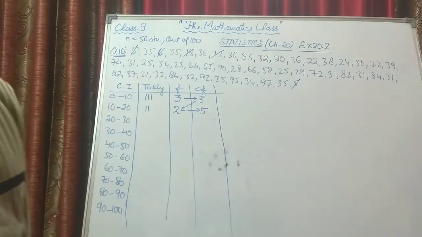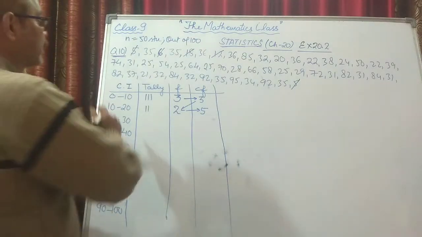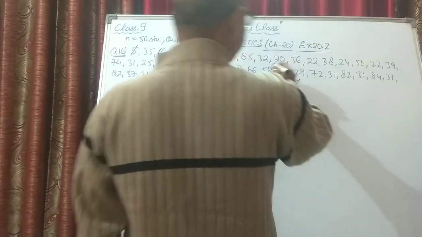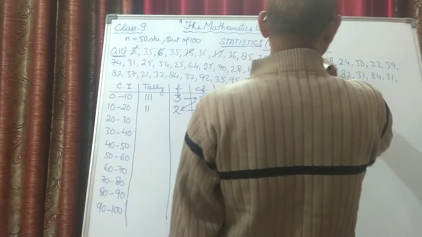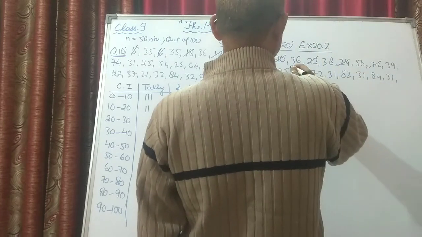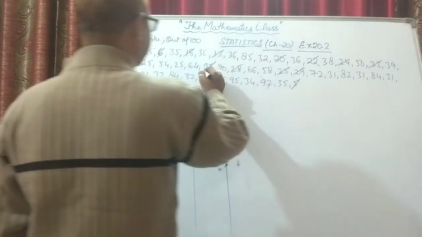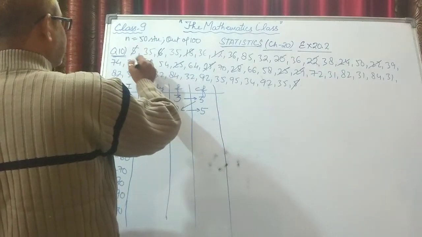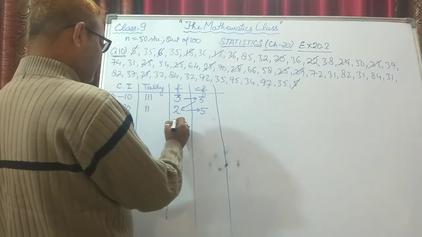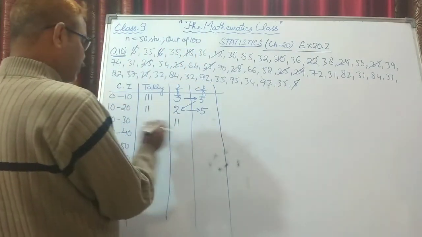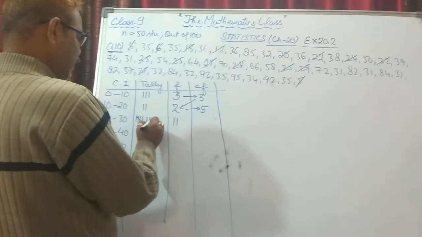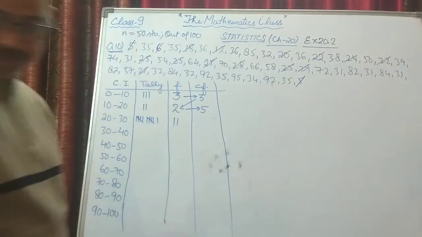Now 20 to 30. 20 to 30 are, I think, 1, 2, 3, 4, 5, 6, 7, 8, 9, 10, 11. Total there are 11 from 20 to 30.